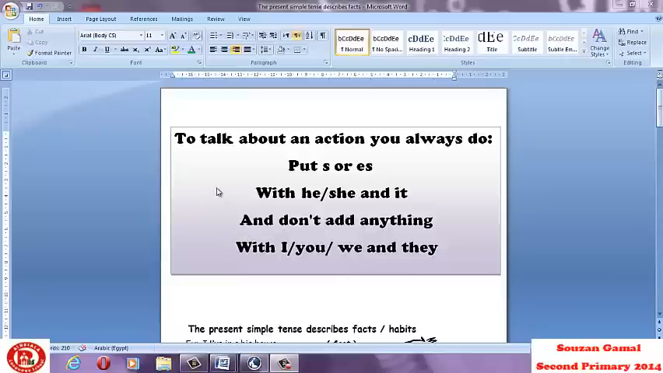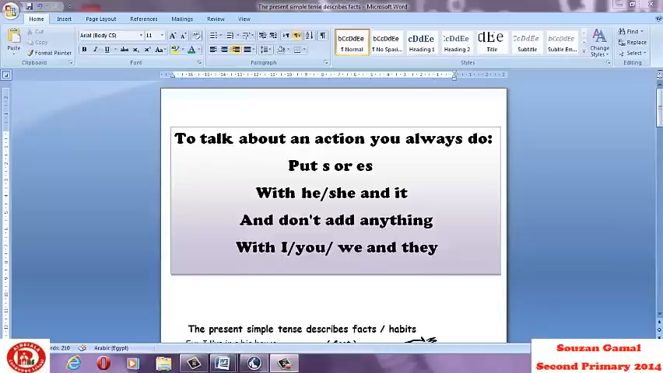So again, I will tell you the song once more. To talk about an action you always do, put s or es with he, she, and it. And don't add anything with I, you, we, and they.